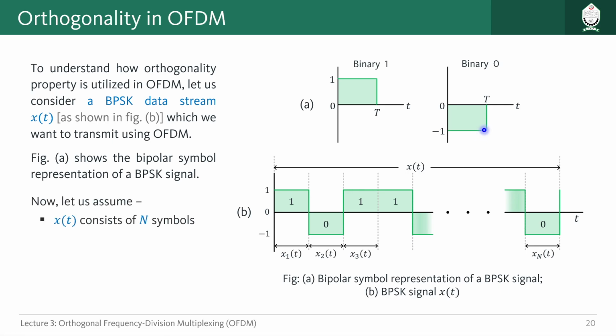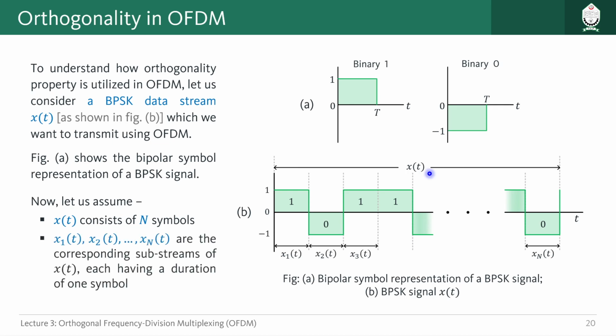Now let us also assume that this x of t has n symbols, right? As you can see, starting from this symbol up to now, we have n different symbols for x of t, and from the idea of OFDM, we know our x of t should be divided into n different smaller substreams, data streams, right? These are x1, x2, x3 up to xn. Now, as our x of t has n symbols, each of these substreams will have one symbol, right? Like here, x1 of t has one symbol. This one, x2 of t, has this symbol like this. So each of these substreams will consist of only one symbol.